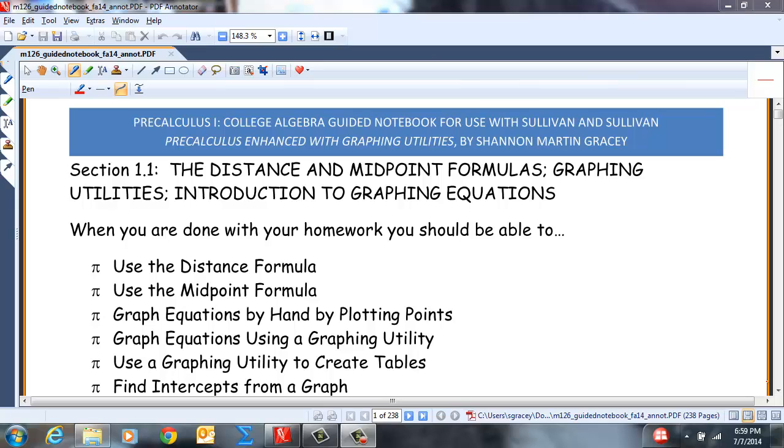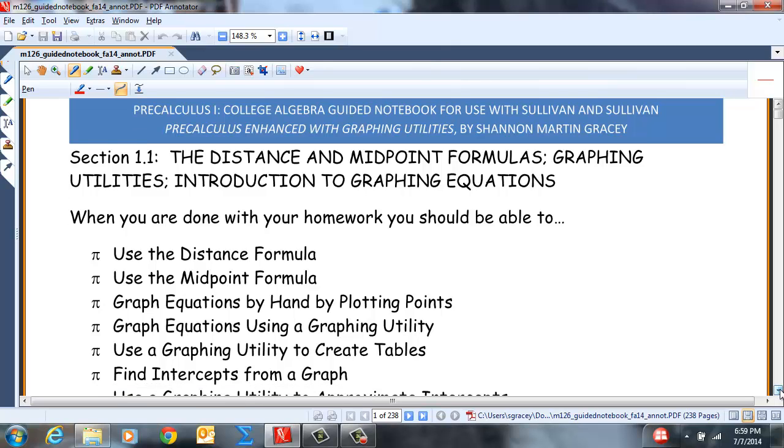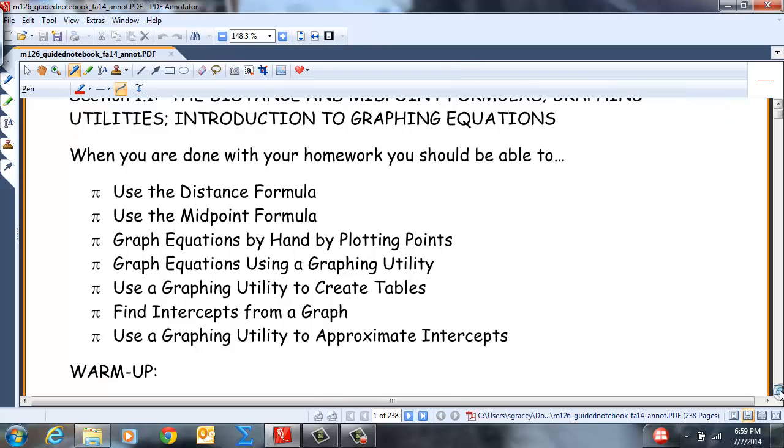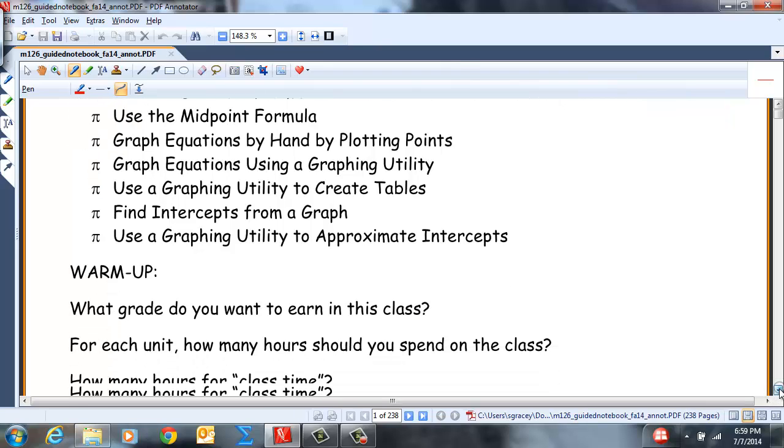So here we go. If you want to read over our goals for the class today, I've got them bulleted there. I figure you can read them on your own, so we will go straight to our warm-up.